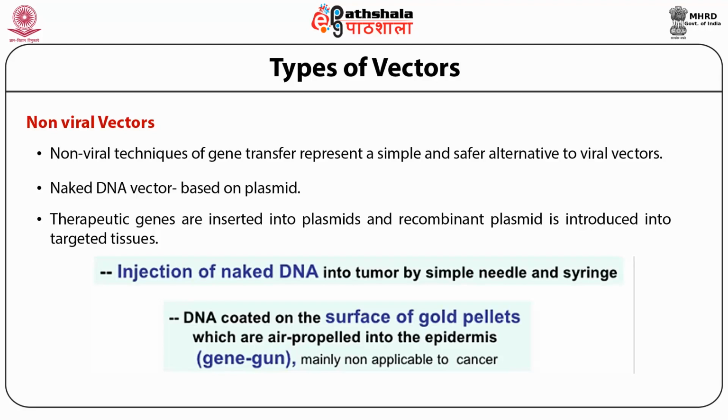So another method which is used is that DNA coated on the surface of gold particles is air propelled into the epidermis. So basically they are coated with gold pellets on the surface and then injected under pressure into the skin. So this is known as the gene gun method. However, it is not applicable to cancer cells.